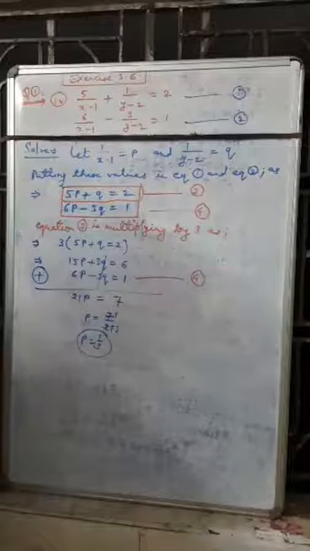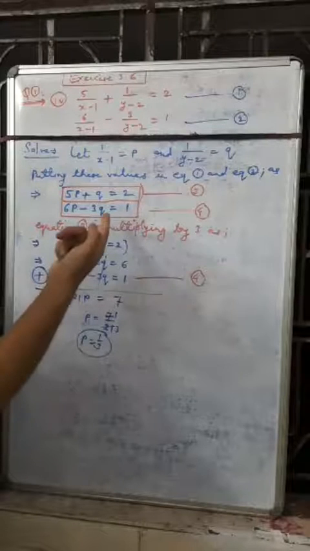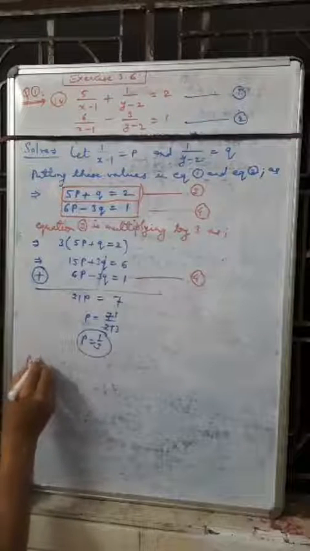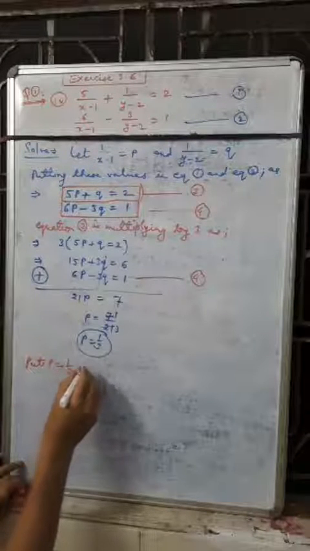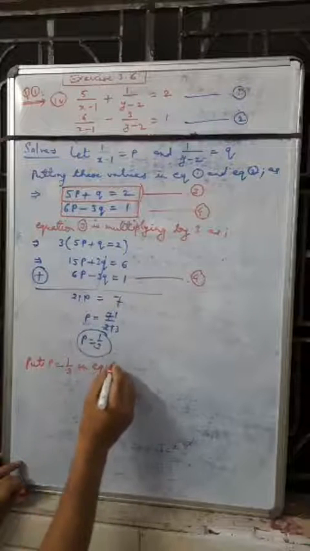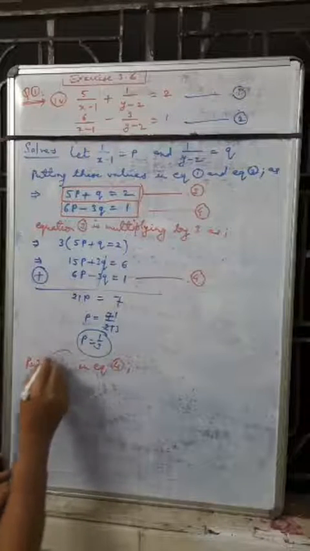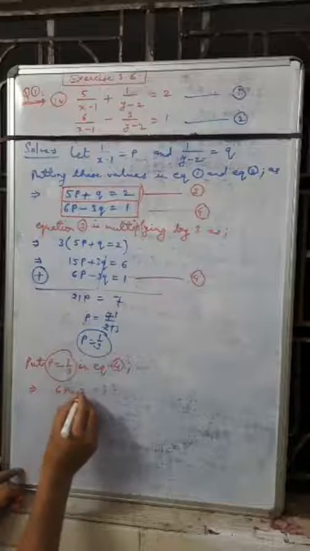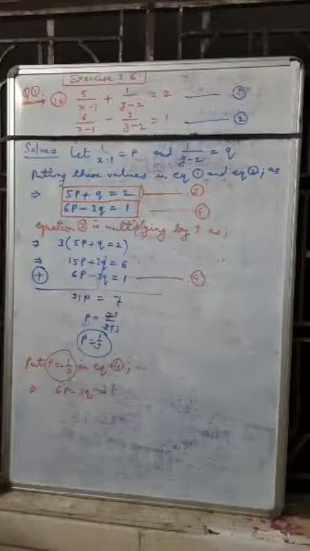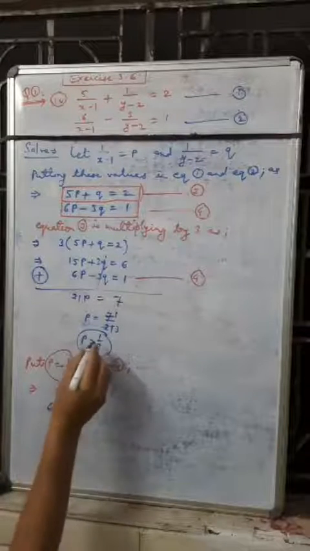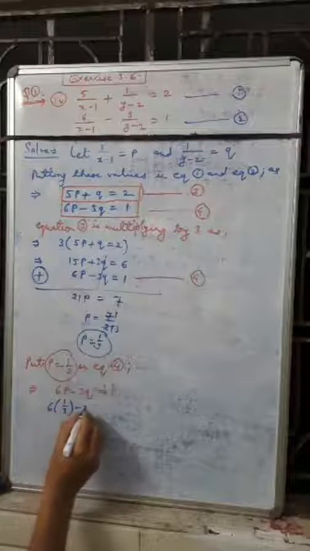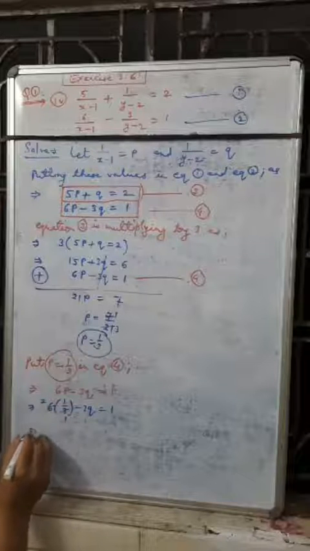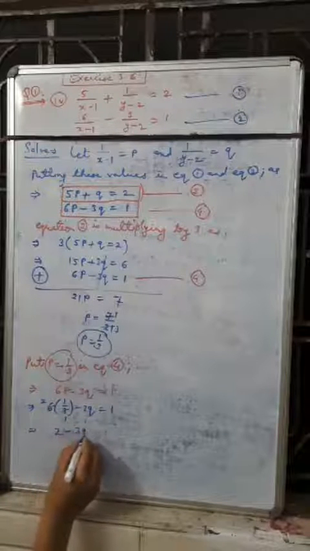Now put the value of p in any equation, say equation 4. So we are putting the value 1 by 3 in equation 4. Equation 4 is 6p minus 3q is equal to 1. In place of p, we put 1 by 3, so 6 into 1 by 3 minus 3q is equal to 1. Three ones are 3, three twos are 6, so we get 2 minus 3q is equal to 1.